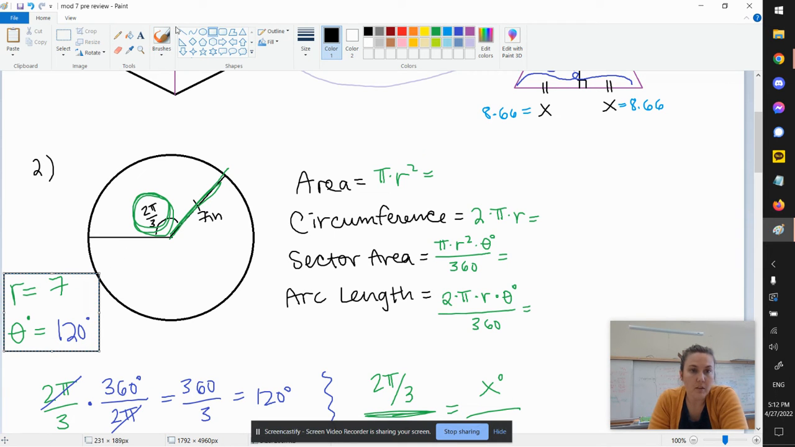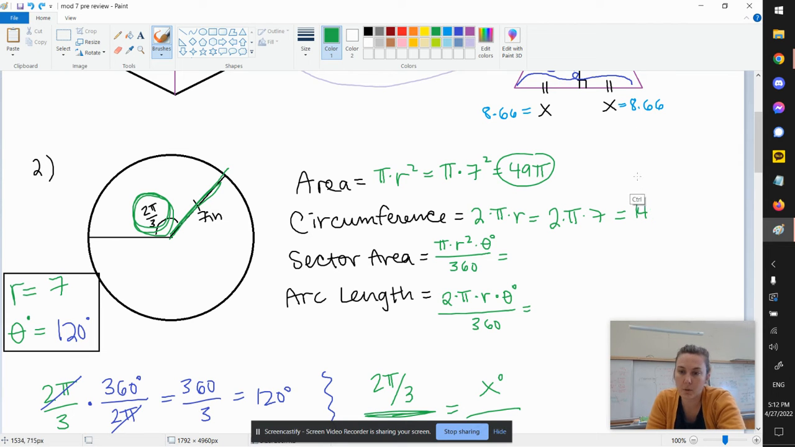We now know our radius and our theta, and now we can plug it into our equations. Area then becomes pi 7 squared, which is 49 pi. Circumference becomes 2 times pi times 7, which is 14 pi. Let me write that better.